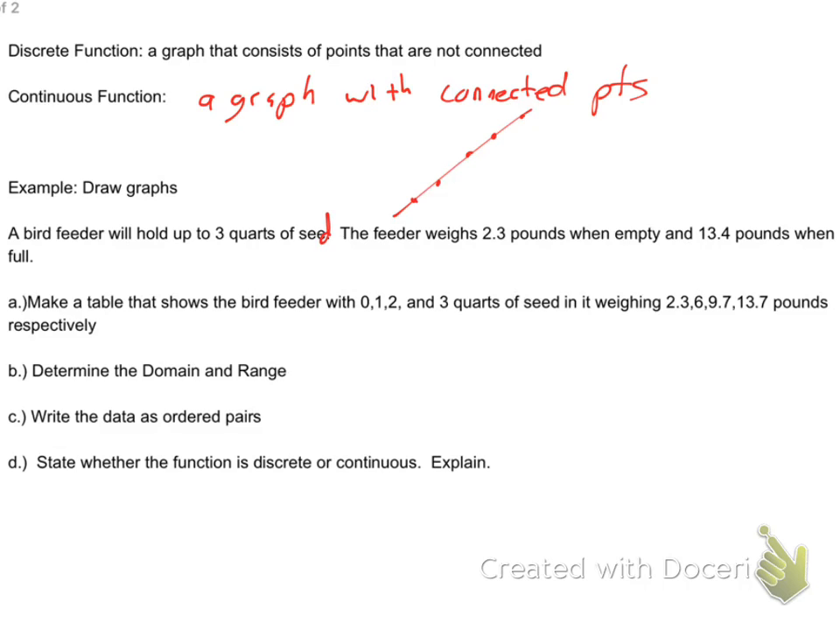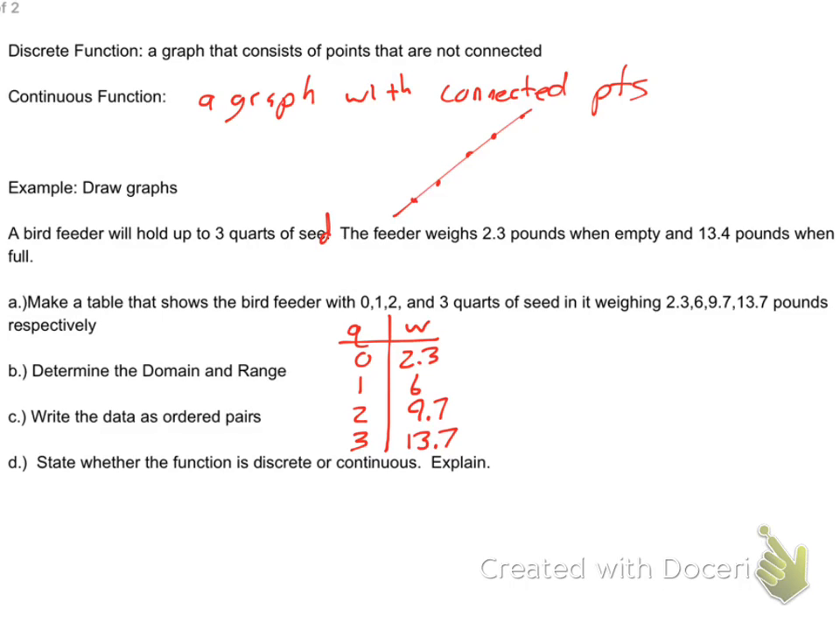Trying to read my numbers. How come I got an extra comma in there? Oh, you have 2.3 pounds, 6 pounds, 9.7 pounds, and 13.7 pounds. I didn't put spaces in. I'm sorry. Respectively. You gotta add the respectively at the end. I don't know what that does, but it looks nice, doesn't it? So I'm going to pause it. Everybody make your table. Go.